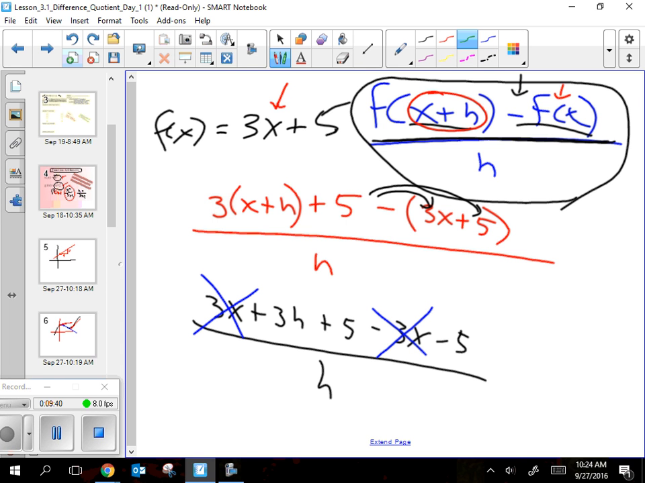The plus 3h, that stays. The plus 5 and the minus 5, they cancel. Look at that, 3h over h. Can you cancel in a situation like that? Yeah, you got to think of this as a 1 times h if you want to realize that it's actually a times problem. Okay, and then the h's can cancel and you get 3. Just like we thought.